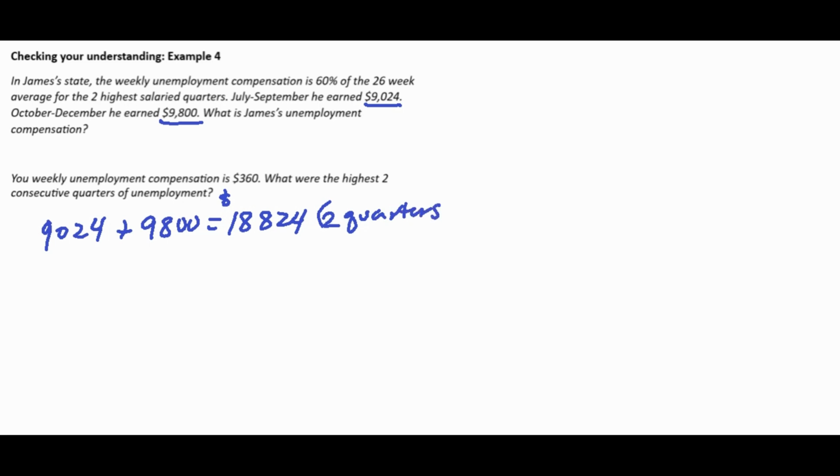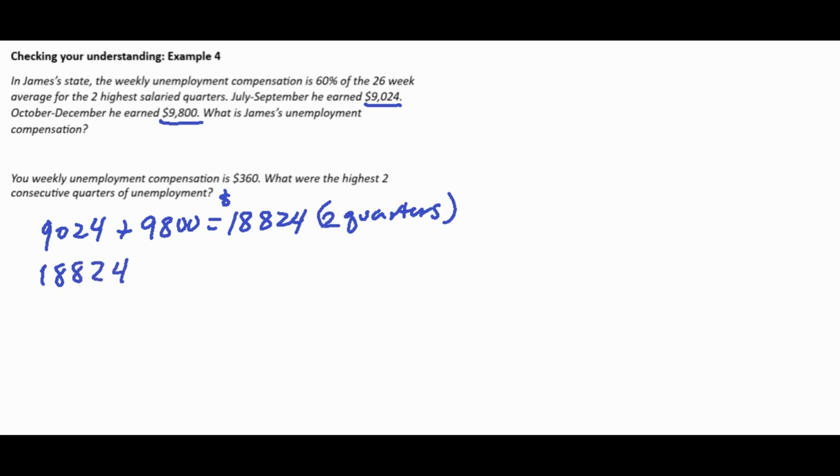What's James's unemployment compensation? So to start this problem, we need to first figure out what the total is for his 2 consecutive quarters. So we're going to take that $9,024 and add it to the $9,800 for a total of $18,824. That's the total he earned from the 2 consecutive quarters that they gave us. Now that's half a year. 2 quarters would be half of the year.